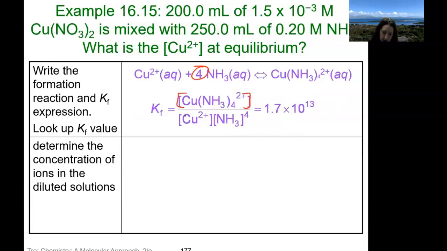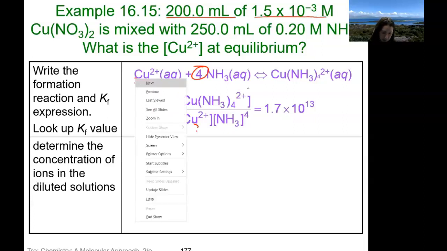Now, remember, whenever you have an equilibrium expression, the brackets mean concentration of. Concentration is molarity. So we need the molarity of these things, right? We want to know Cu. So we need to figure out the molarity of these things. Well, remember what we have here. So we have 200 milliliters of this molarity of our Cu.